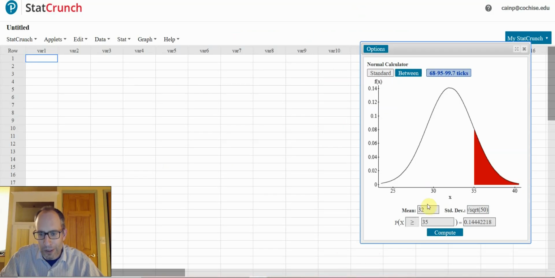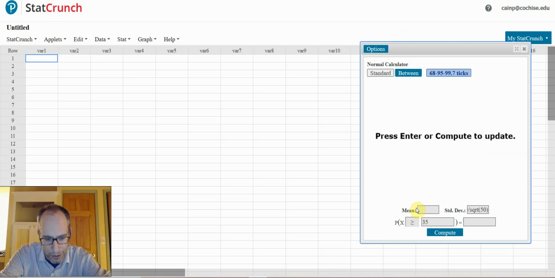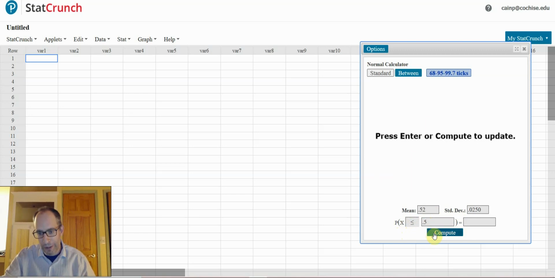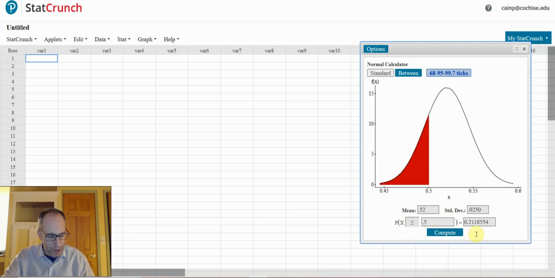Okay, so let's see. Our mean is 0.52, and we said that our standard deviation was 0.0250. I think you could probably also do it as the square root of, and then in grouping symbols, 0.52 times 0.48 divided by 400 if you wanted. And then we want the probability that x is less than or equal to, it still says x, but just think in your mind that that's really a p hat. 0.5 goes there, compute, and there we go, 0.2119 to 4 places.